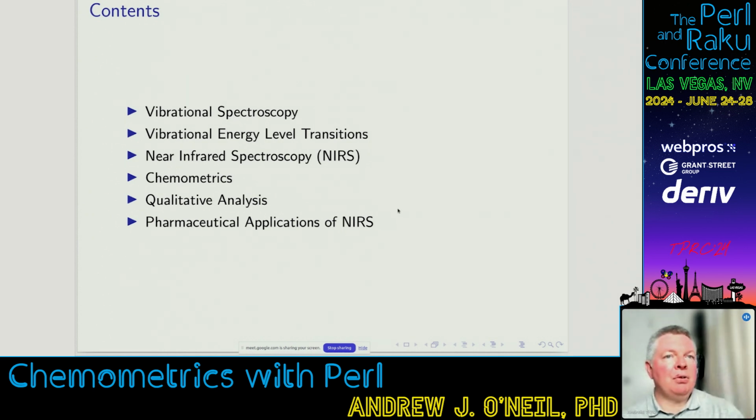the different transitions. Near-infrared spectroscopy is the spectroscopic method of analysis that I principally use, but I also can use things like Raman spectroscopy. And then I will cover some basic chemometrics, a qualitative analysis, which is the mathematical model to identify something from its spectrum, and then some pharmaceutical applications of near-infrared spectroscopy.